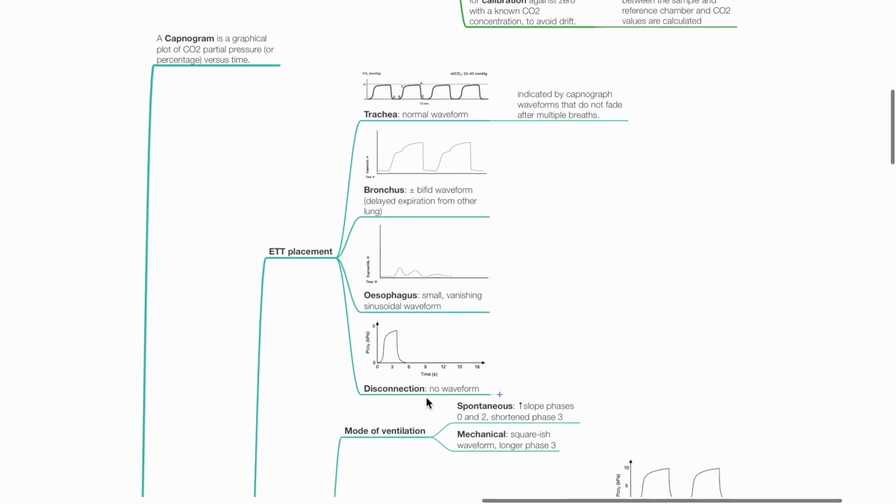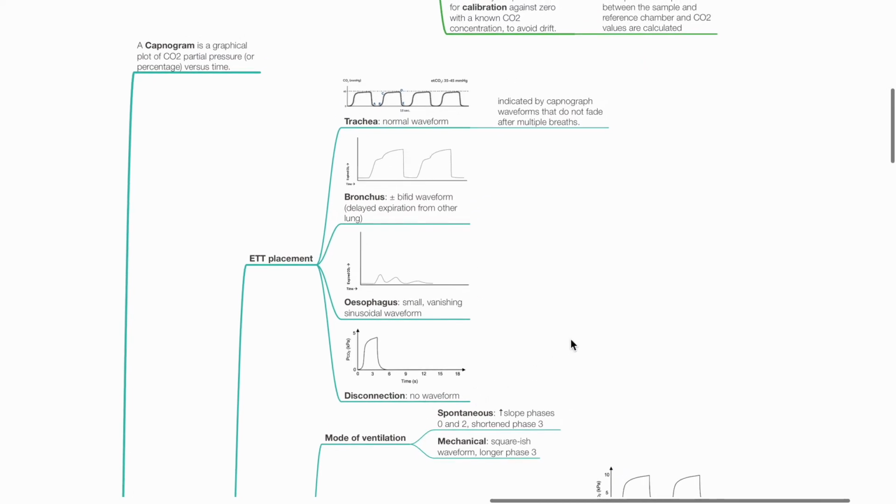ETT placement. If it is in the trachea, a normal waveform will be produced, indicated by capnograph waveforms that do not fade after multiple breaths. If ETT is placed in the bronchus, there might be bifid waveform due to delayed expiration from the other lung. ETT placement in the esophagus results in small vanishing sinusoidal waveform. In disconnection, there will be no waveform.